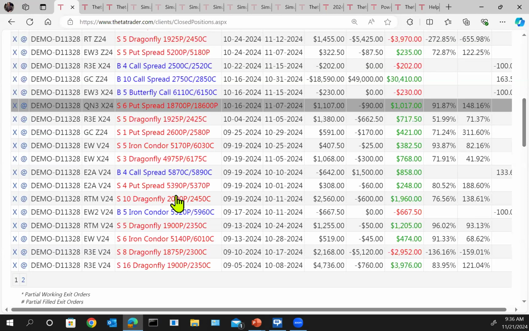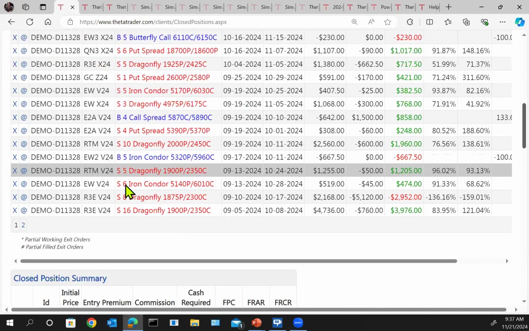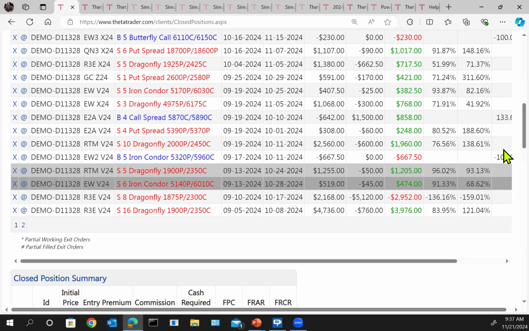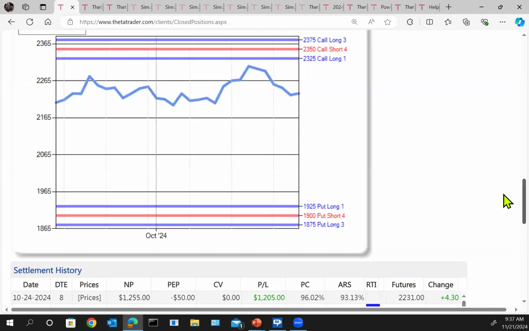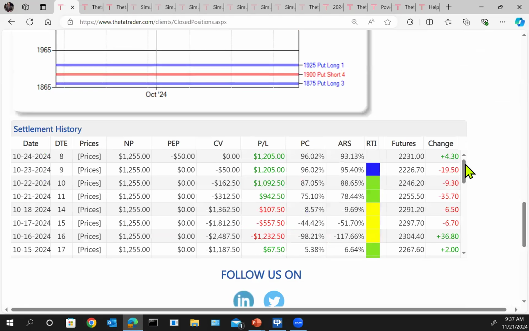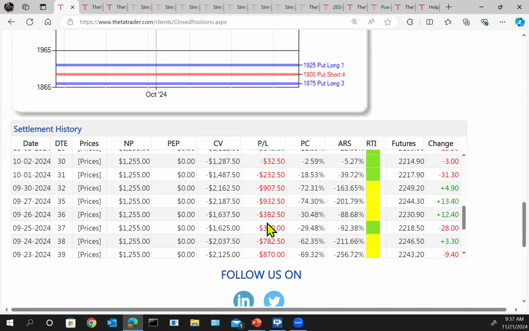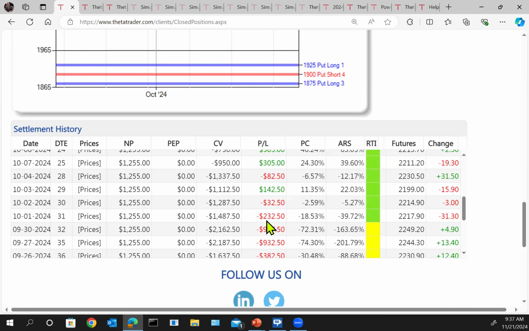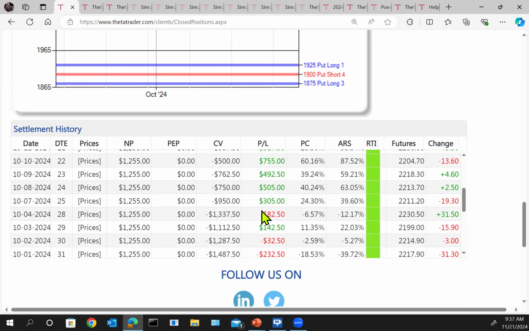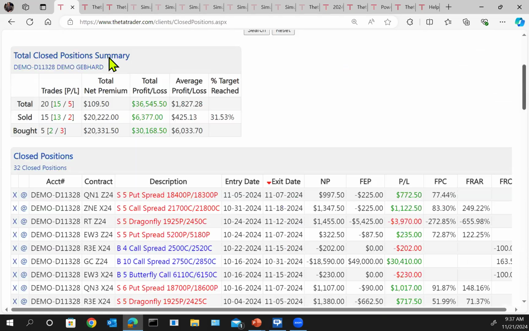But if you wanted to look at any one trade and see what happened on the history of it, you just click on it. So you can see I just clicked on this dragonfly here and we'll just scroll down. You can see the history of that trade. This is what happened as you placed that dragonfly. And you can see here, you placed it on September 13, and the P&L was negative for quite a while. And then as time went by and theta decay worked, it became profitable. And then here with 9 days till expiration, you had a blue profit-taking signal. So that's what that looks like, folks.